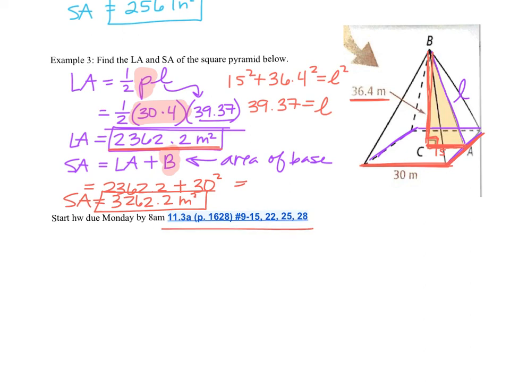These are the homework problems that you will need to do. Get those done and put into Canvas by 8 o'clock tomorrow morning.